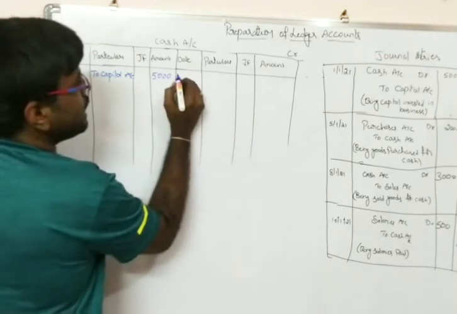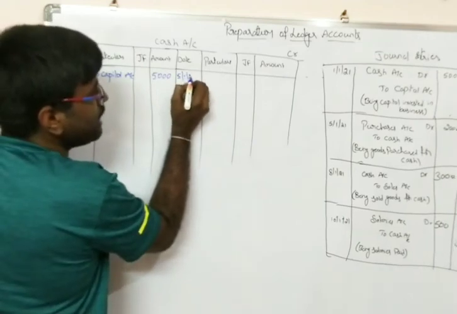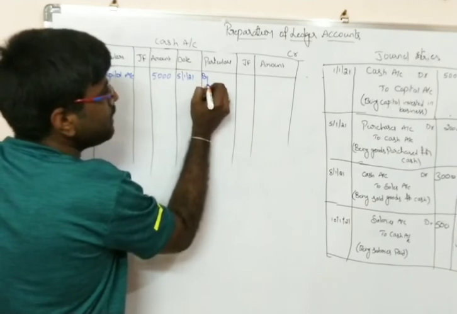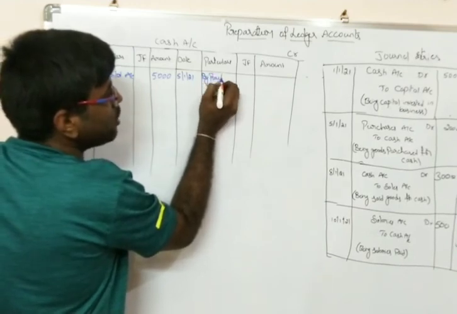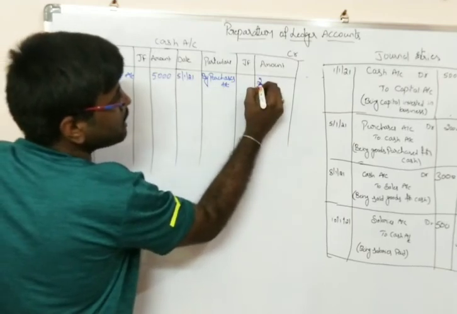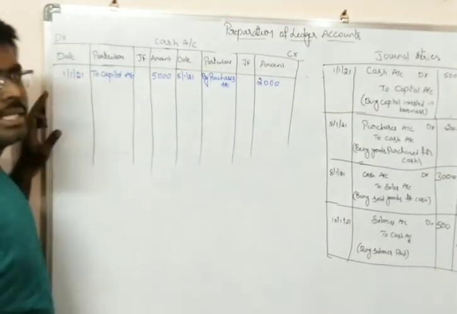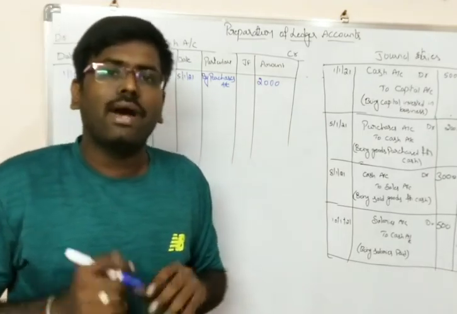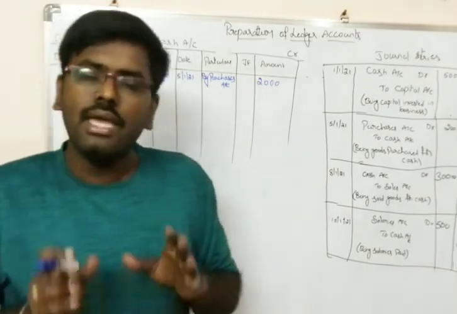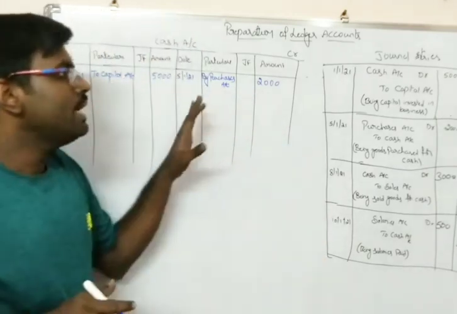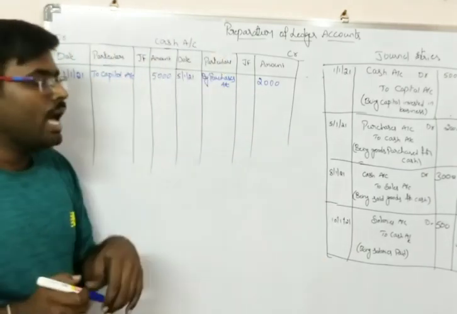The date is 5/1/21. The cash account is on the credit side, so the opposite entry is "By purchases account", with amount 2,000. Like this we have to prepare the ledger accounts. Whatever account you are preparing, ignore that account and record the opposite entry under the ledger account of that particular account.